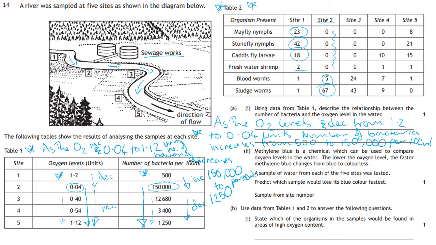Sample of water from each site. Predict which sample would lose its colour fastest. So I've got to look for the lowest oxygen concentration. Lowest oxygen concentration is site number 2.